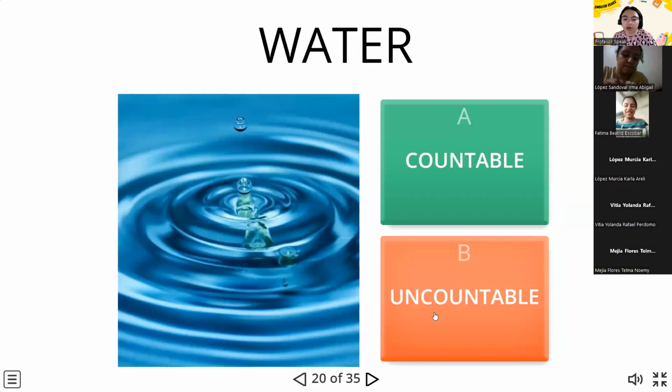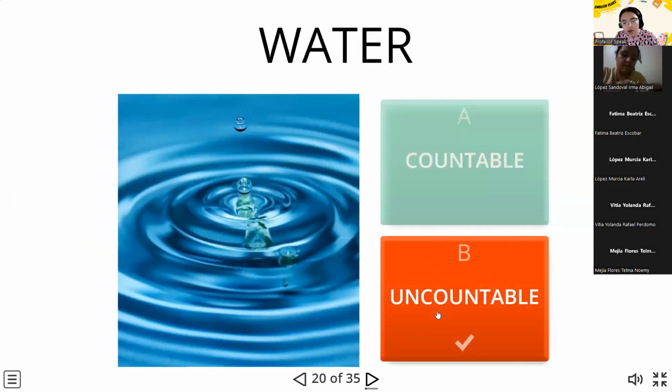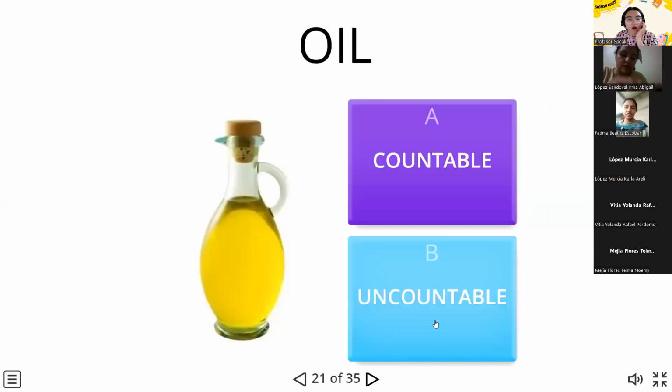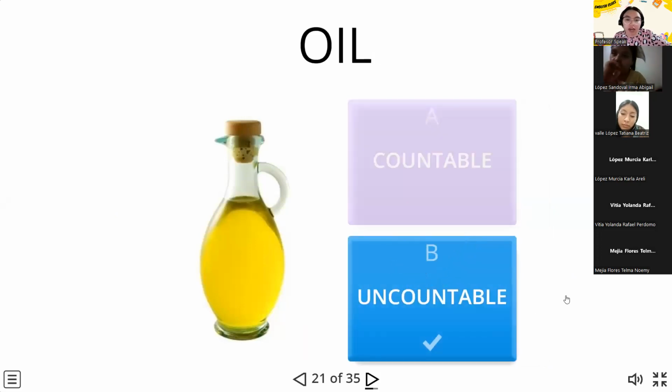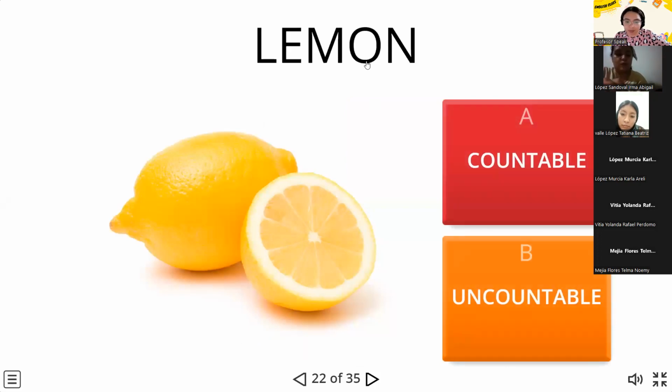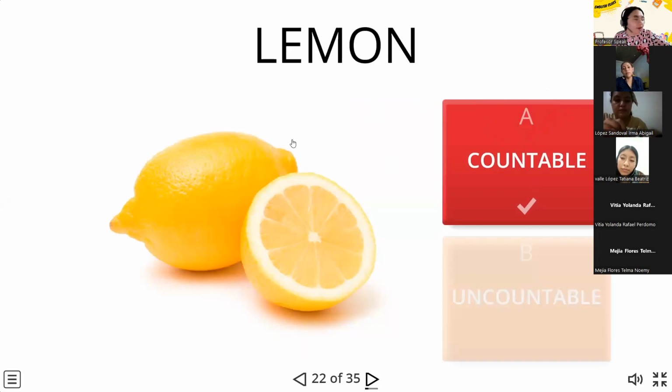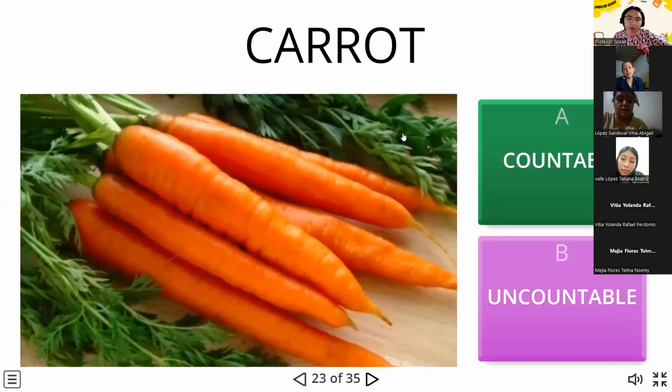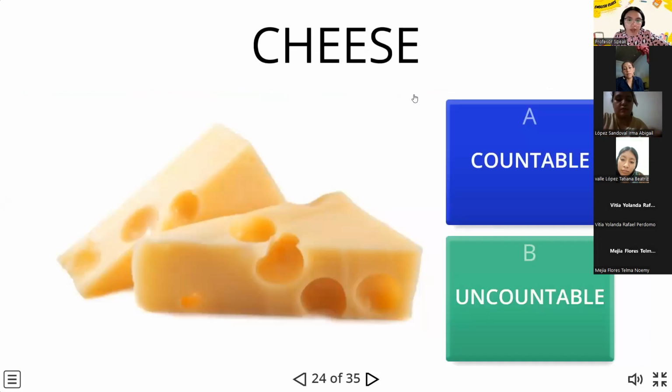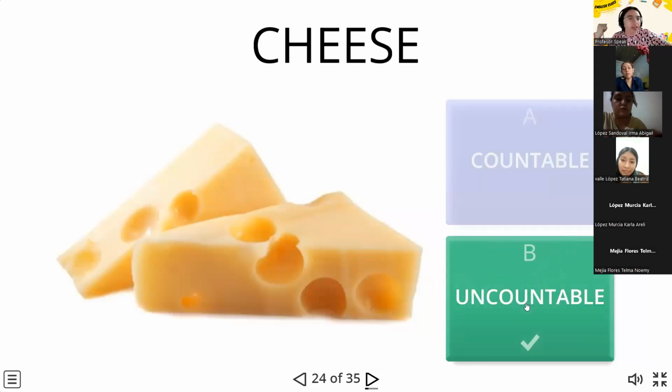Now we have water. Uncountable. Very good. Oil. Uncountable. Very good. Now we have lemon. Uncountable. Very good. Over here we have carrots. Countables, very good. Let's go with cheese. Countable cheese, are you sure? Uncountable. It's uncountable, porque lo que podemos contar son las slices of cheese. Okay, cheese in general is uncountable.